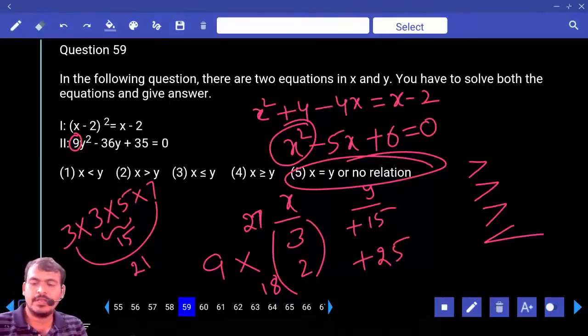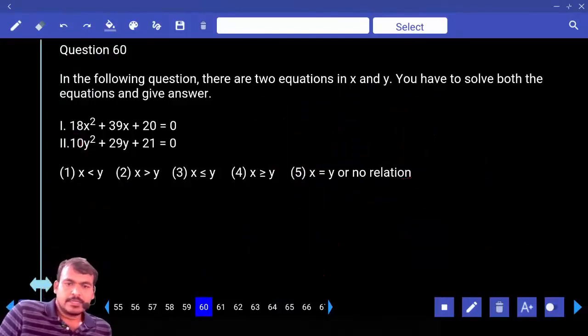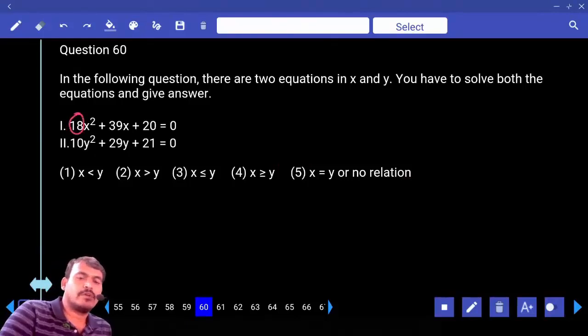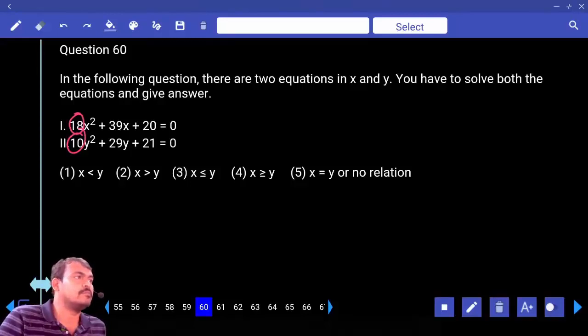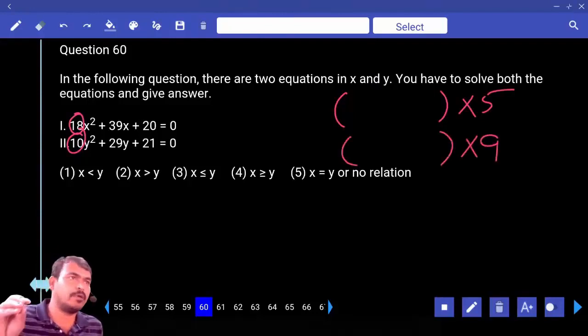18, 25, 18 and 15. Next is 60. 18x² + 39x + 20 = 0. What is the coefficient of x²? 18. Coefficient of y²? 10. What is the LCM? 90. 18 how many times? 5 times. 10 how many times? 9 times. Then the x roots are multiplied by 5 times. The y roots are multiplied by 9 times.